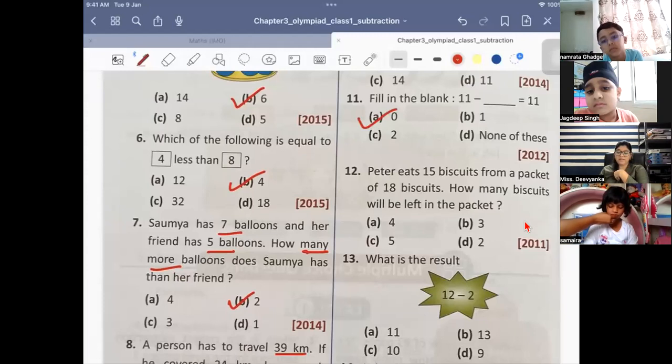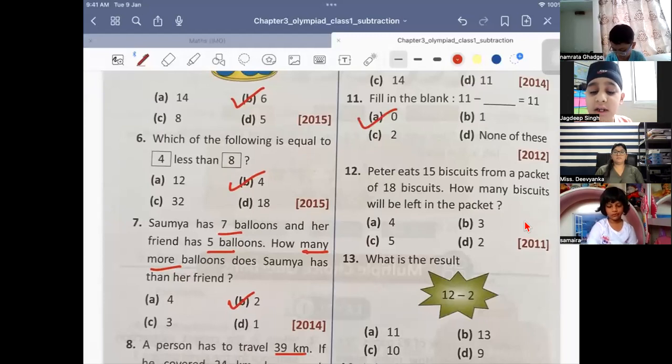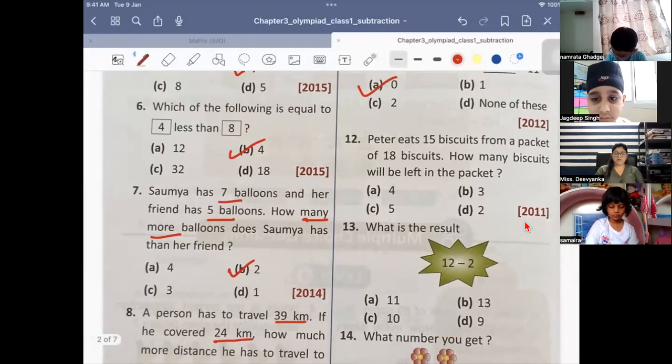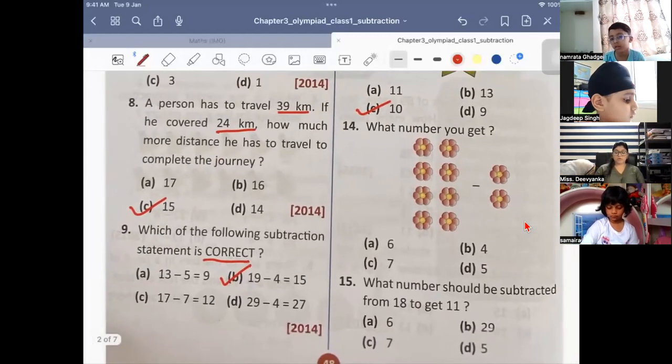Now question 12. Peter eats 15 biscuits from a packet of 18 biscuits. So how many biscuits will be left in the packet? Three. So which option is 3? B. Now question 13. What is the result of this? 12 minus 2. What is the answer? 10. Option C.